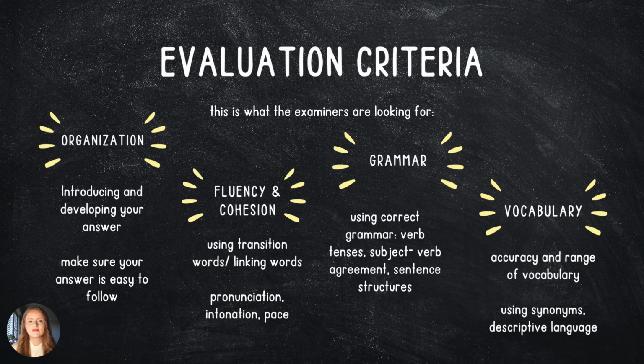Grammar, using the correct verb tense is very important for this question because many times students, from my experience, they don't know which verb tense to use. So if they say describe a trip, this is something you did in the past, so use past tense. If you're talking about a hobby, for example, this is something you do habitually. Subject-verb agreement, they are also looking for that. Sentence structures, for vocabulary they are looking for, and also how accurately you use it in your response.